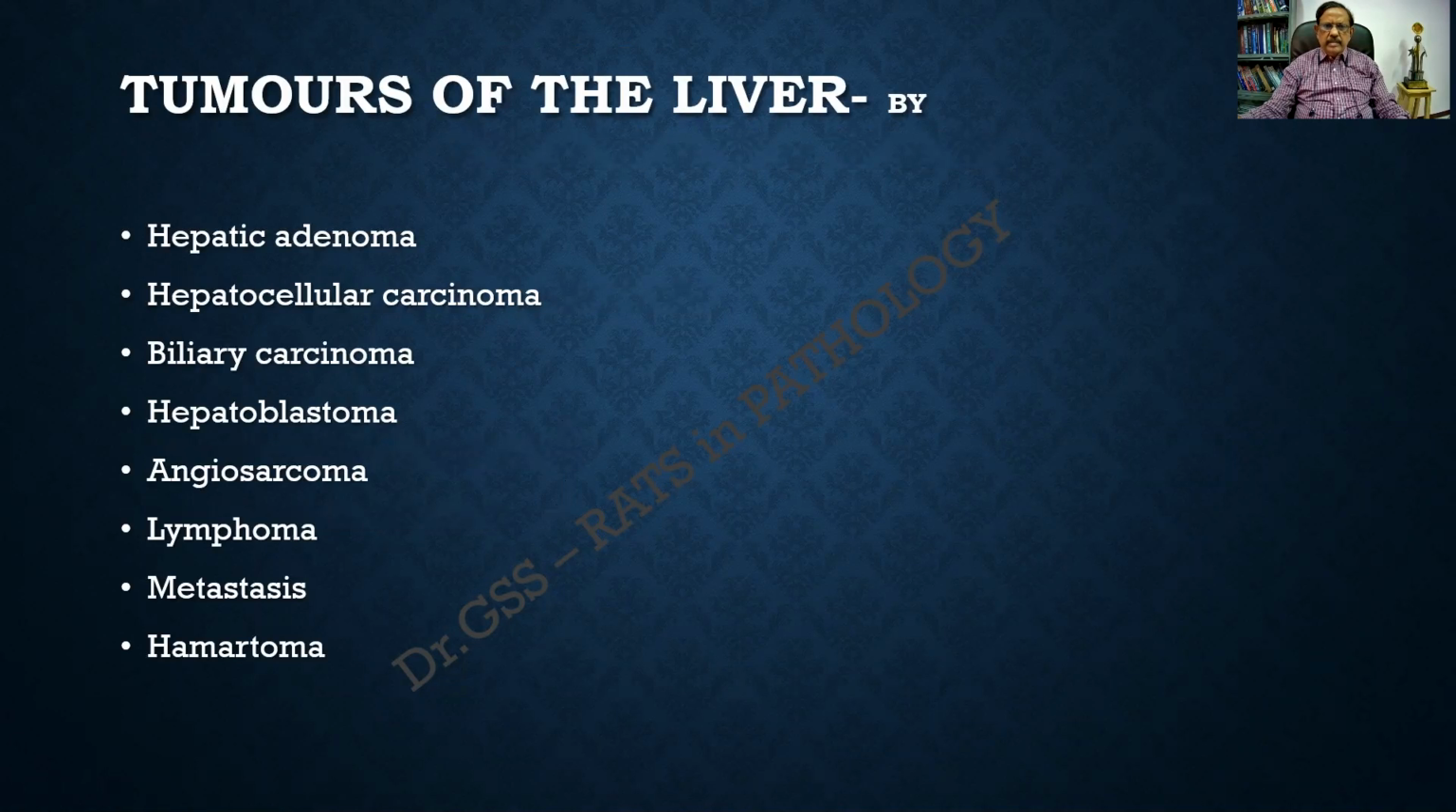And this is the list of liver tumors which we shall try to memorize. There is a hepatic adenoma, a benign tumor, a hepatocellular carcinoma, biliary carcinoma or a cholangiocarcinoma, hepatoblastoma, angiosarcoma, lymphoma, metastatic tumors, and hamartoma, such as a hemangioma, etc. So this will be the list of tumors. You might be asked, enumerate the list of hepatocellular tumors.